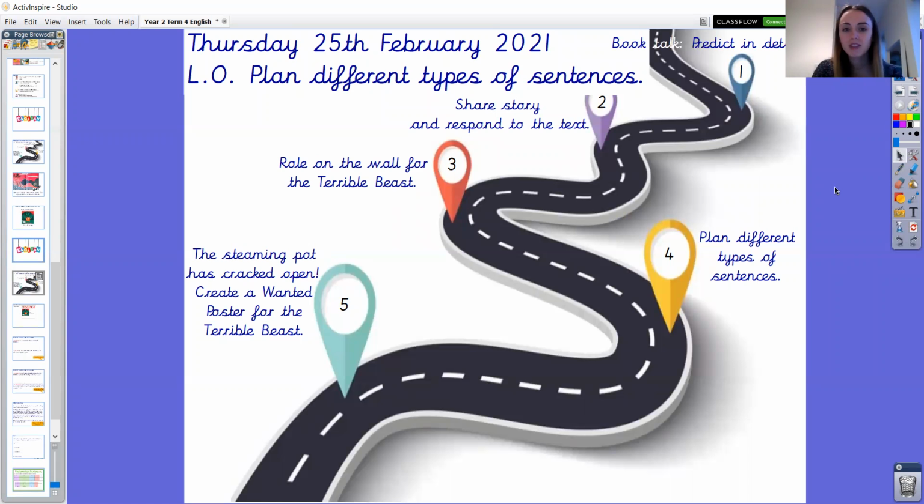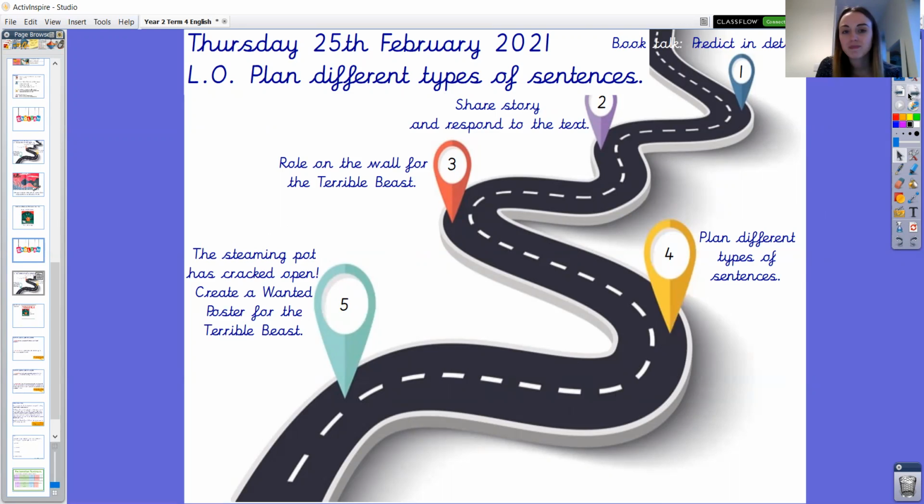So of course, that's what we were doing in our learning yesterday, creating a roll on the wall for the terrible beast. Today, we are moving on to planning different types of sentences which we can use when we create our wanted poster to find the terrible beast tomorrow.